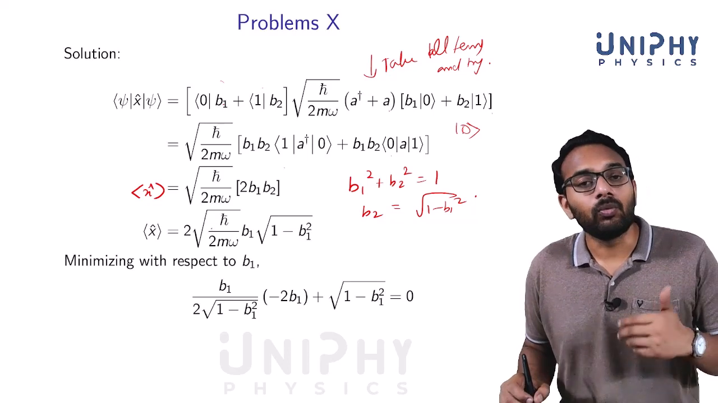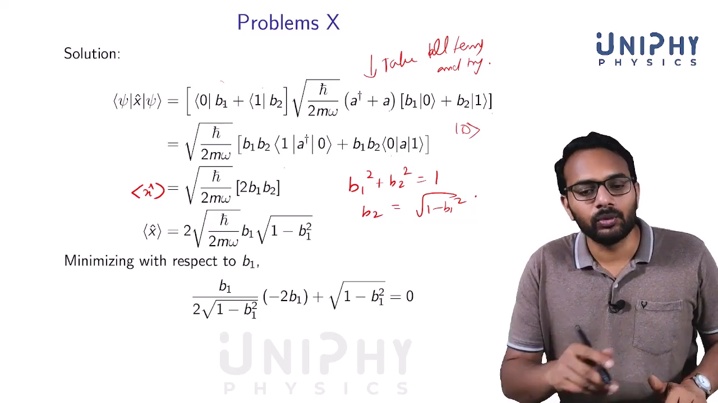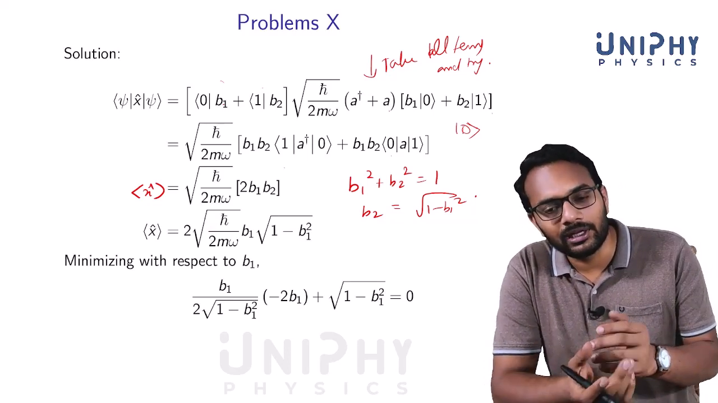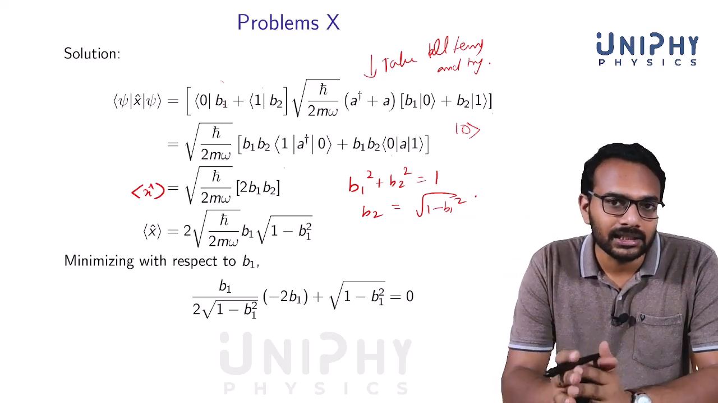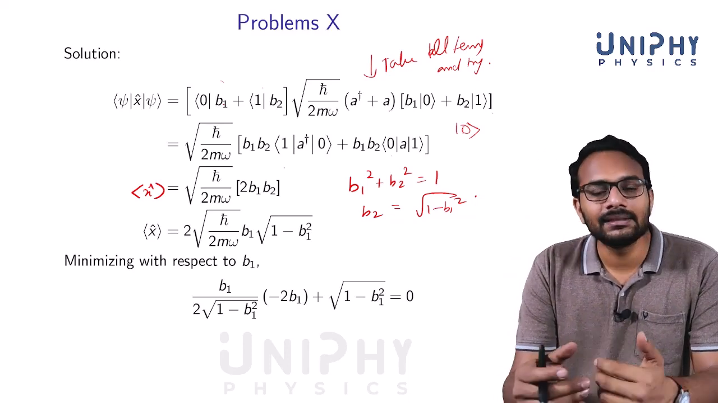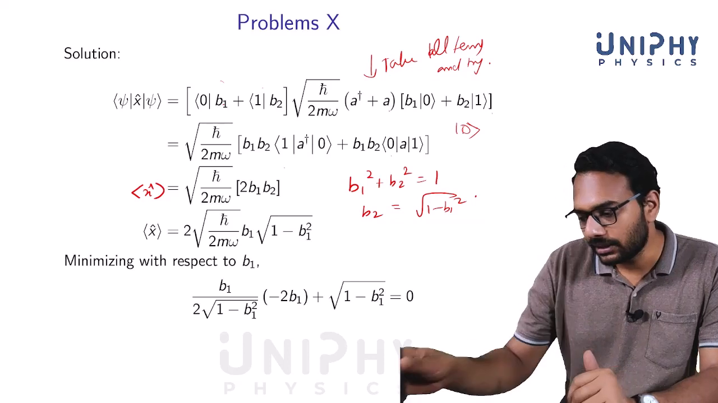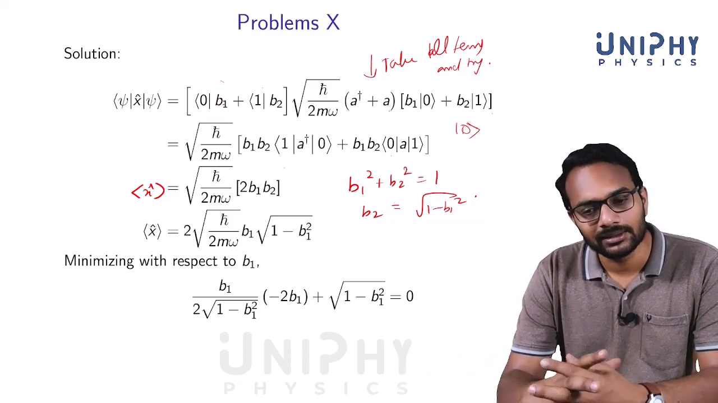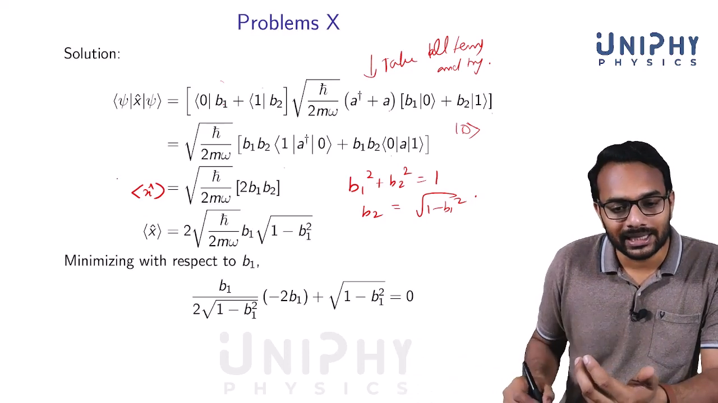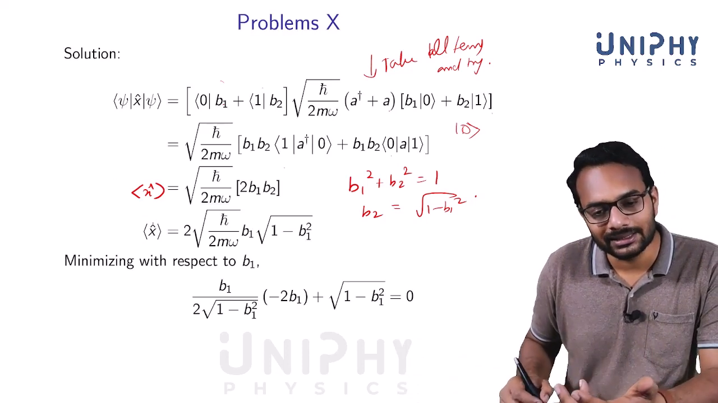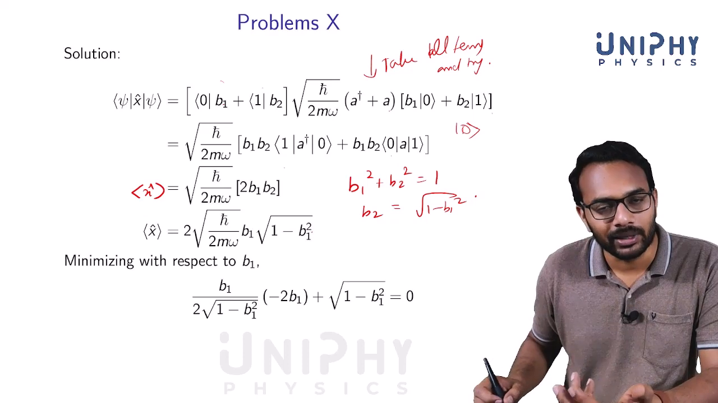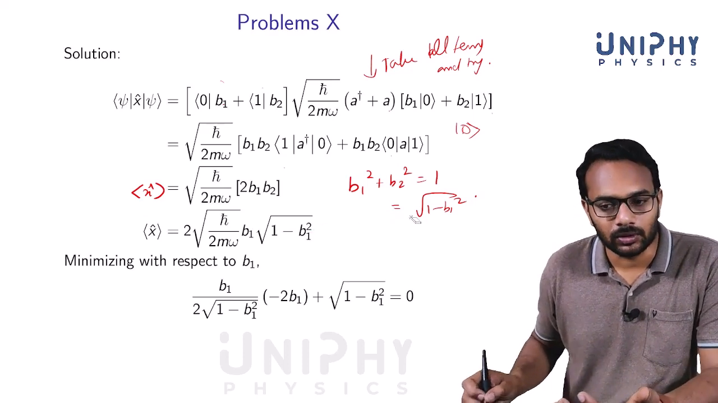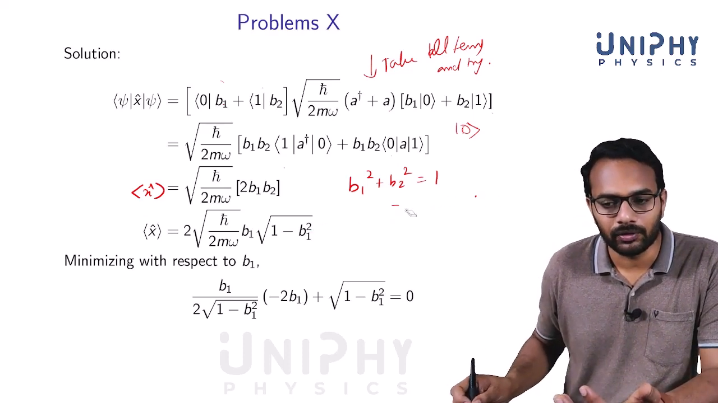Now, what's the value of b1 for which this expectation value of x is a minimum? This is a typical problem of finding the minima of a function. Here you can vary this expectation value with respect to b1 and demand that the derivative is equal to 0. This is a problem for finding the minimum.